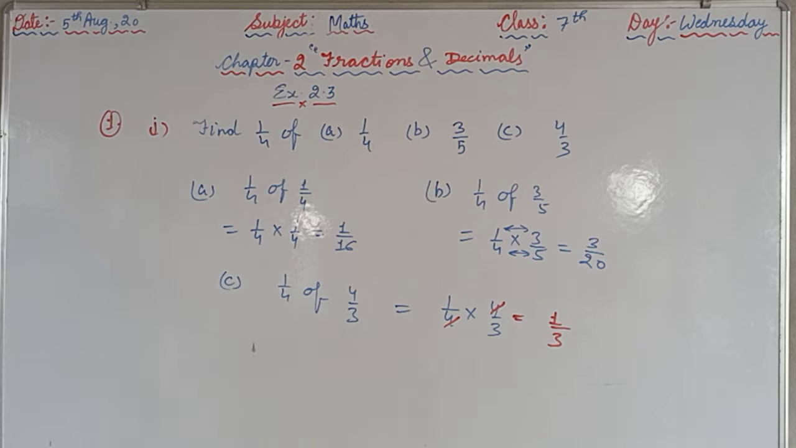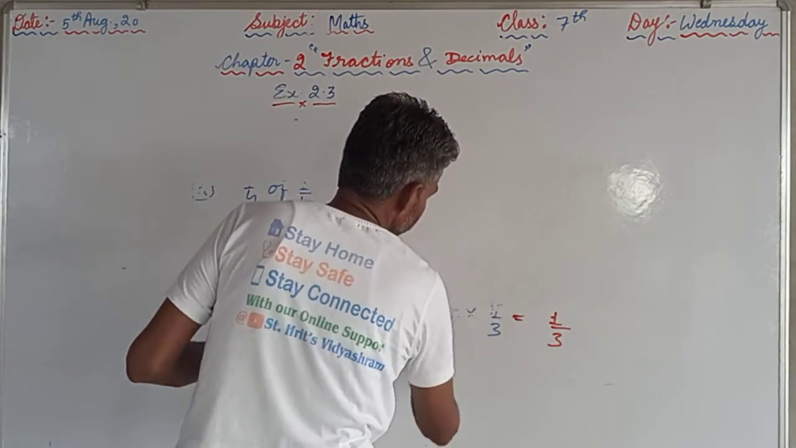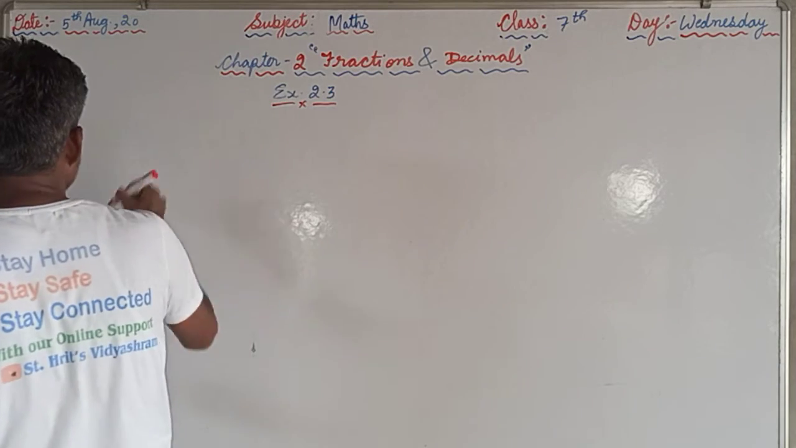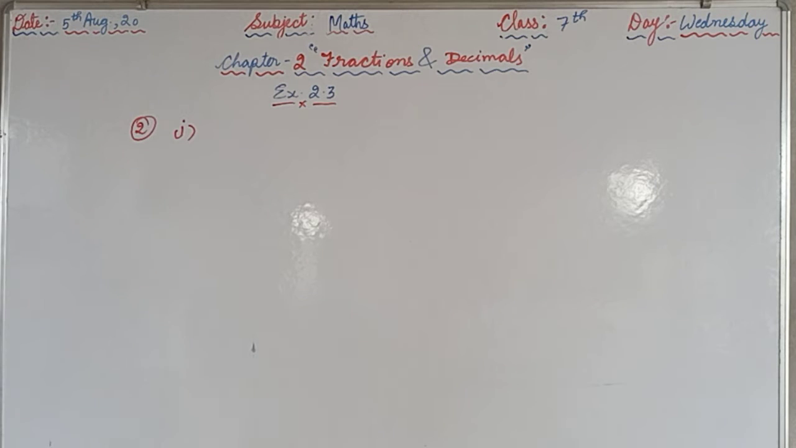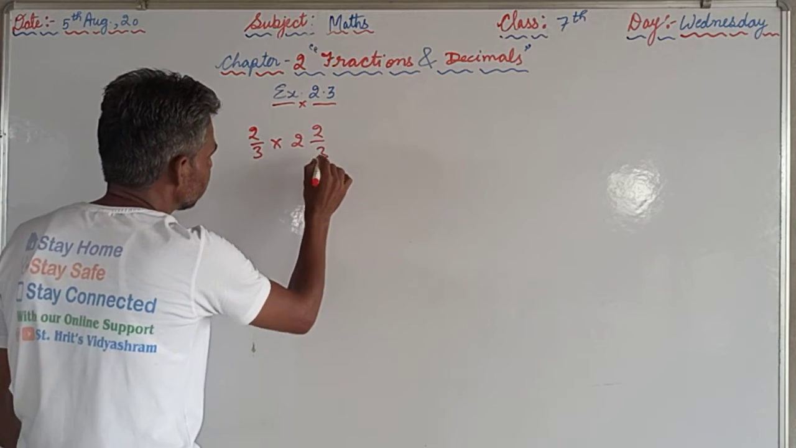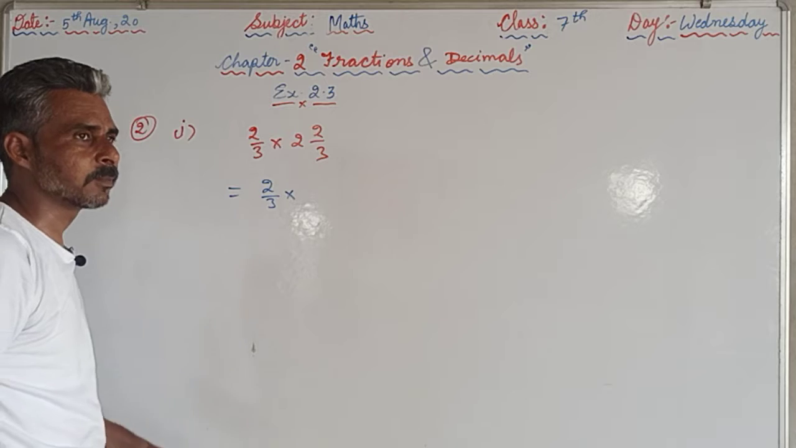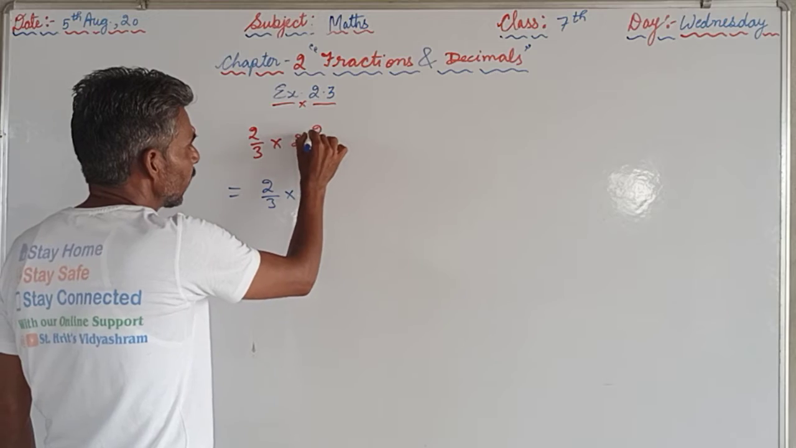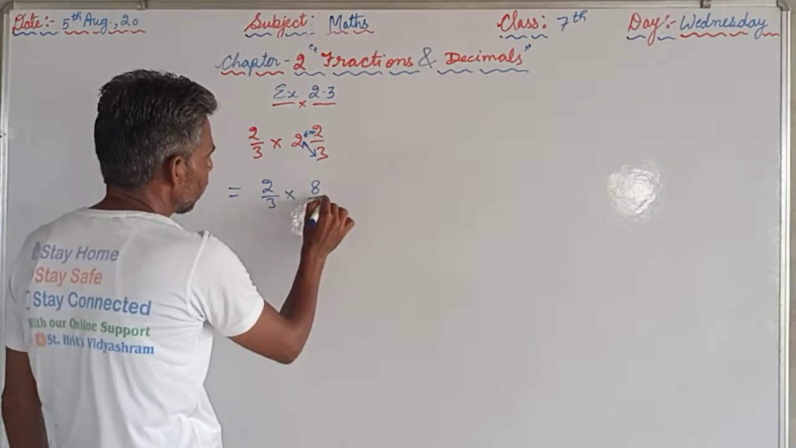In question number 2 we have to multiply. Question number 2, part first, that is 2 by 3 multiplied by 2 and 2 by 3. So the first step will be, if any fraction is given in the mixed form, we are supposed to convert that into an improper fraction. We are supposed to multiply these two numbers, and then we are supposed to add this 2. So 3 2s are 6, 6 plus 2, 8 upon 3.